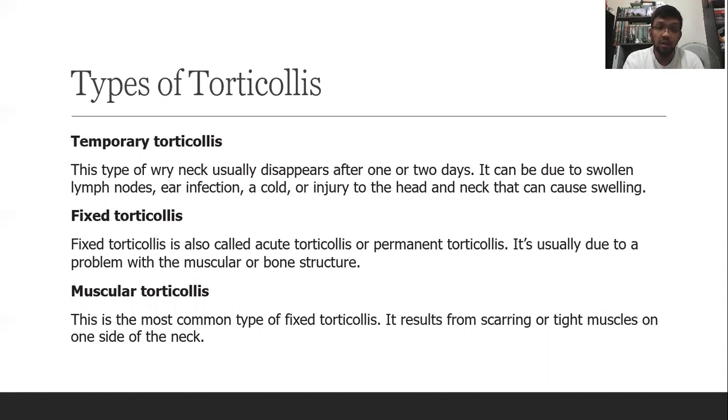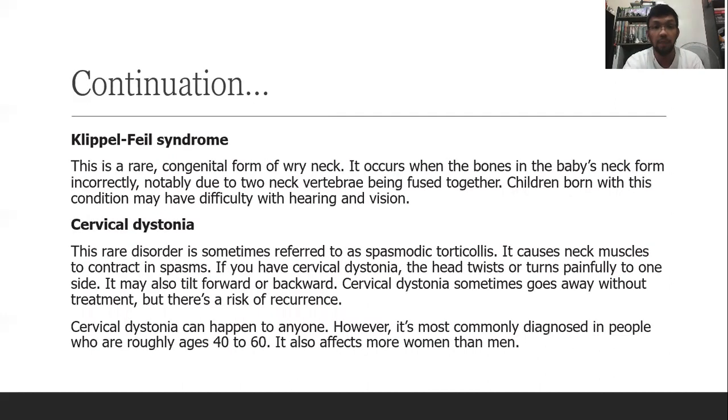Fixed torticollis is also called acute torticollis or permanent torticollis. It's usually due to a problem with the muscular or bone structure. So there's a problem with the muscles of the neck or the cervical bones. Muscular torticollis is the most common type of fixed torticollis. It results from scarring or tight muscles on one side of the neck. Scarring may be brought about by injury to that side of the neck.